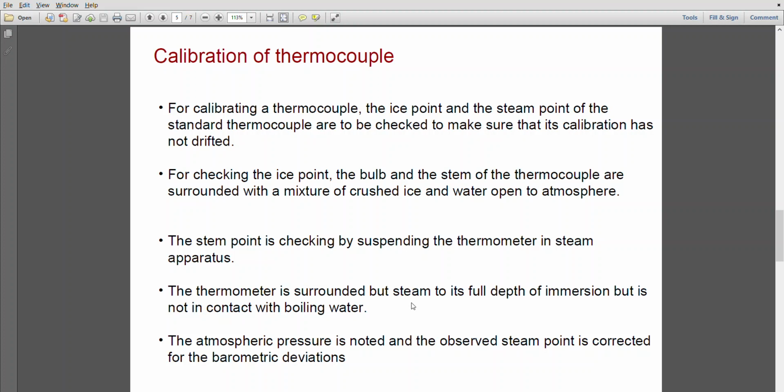Okay, now let's see how it is calibrated. For checking the ice point, the bulb and the stem of the thermocouple are surrounded with a mixture of crushed ice and water open to the atmosphere, while the other point, the hot junction, is kept near the point of measurement. The stem point is checked by suspending the thermometer in the steam apparatus. So they use a steam apparatus where the standardized mercury thermometer approved by the NML, National Metallurgical Laboratory, is kept in the steam bulb where the hot junction of the thermocouple is held.